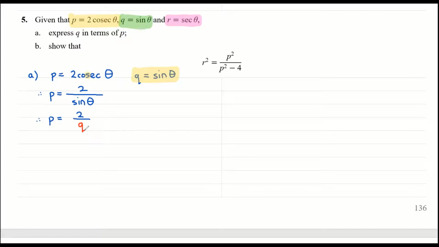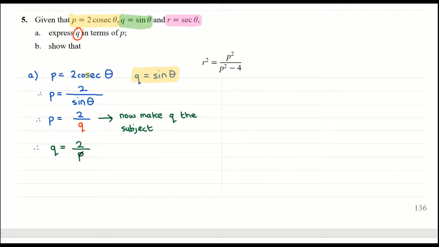Now, that's good. We've got the sort of reverse of what we wanted, but it doesn't say express Q in terms of P. So the Q comes first. So that means we need to make Q the subject. So let's just make a note of that. So now make Q the subject, because it says express Q in terms of P, not the other way around. So therefore, if we just swap them around, Q is going to equal 2 over P. All right, so that would be part A.